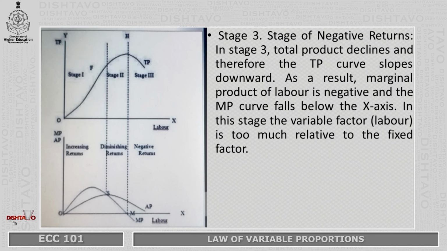This stage is important because the firm will seek to produce in this range. Then we move ahead with stage 3, also known as the stage of negative returns. In this stage, total product starts declining, and therefore the total product curve slopes downward. As a result, the marginal product of labor is negative and the marginal product curve falls below the x-axis. The variable factor, labor, is too much relative to the fixed factor.